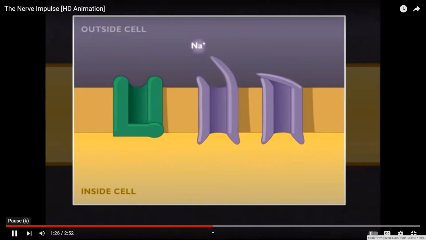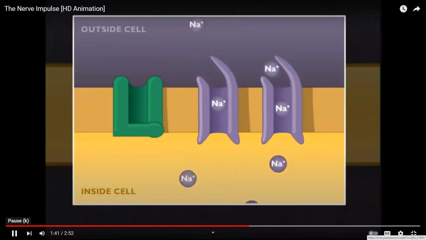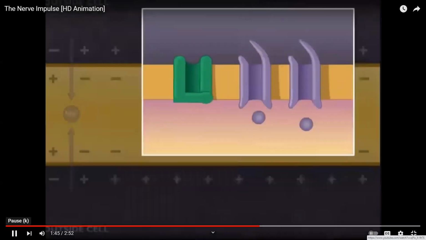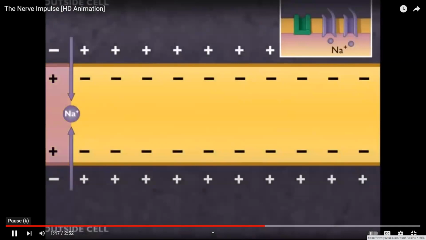If the change is enough, it will cause nearby voltage-gated sodium channels to open. This allows so many sodium ions to flood into the cell at that location that the membrane there is depolarized, with the local region inside the cell having a net positive charge and the outside of the cell having a net negative charge. This affects neighboring voltage-gated sodium channels, which then open, moving the depolarization along the membrane. This moving depolarization is called an action potential.